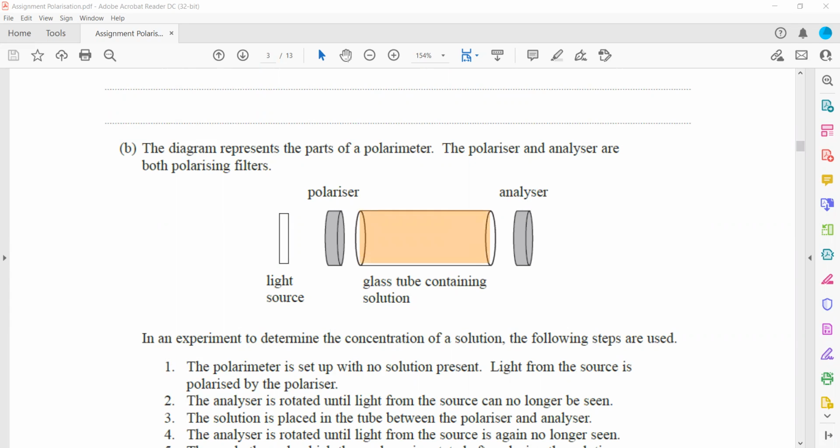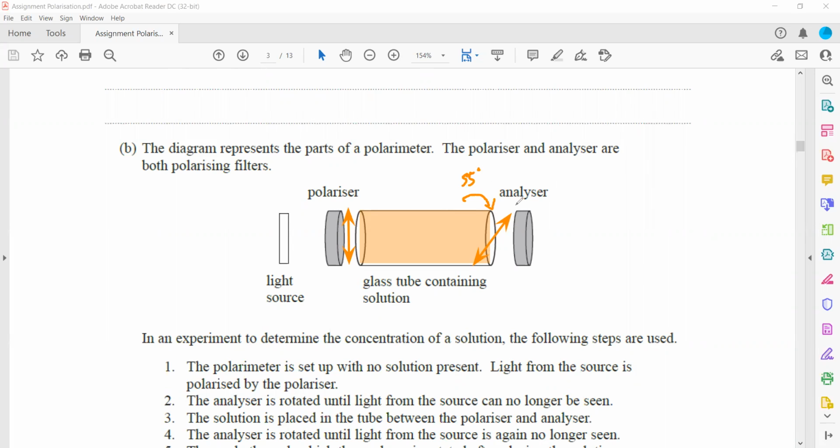So when the solution is placed, the light which is passing through the polarizing filter is polarized, but when it passes through the solution, it rotates the light. And how much is the change in angle? That is given in the question, and it is measured to be 55.